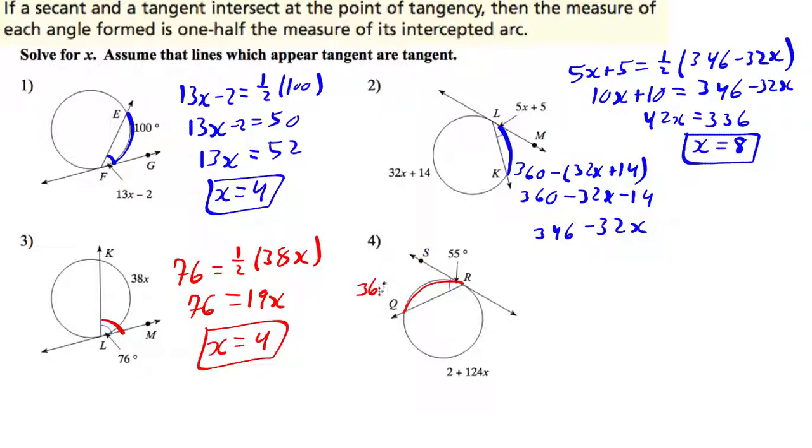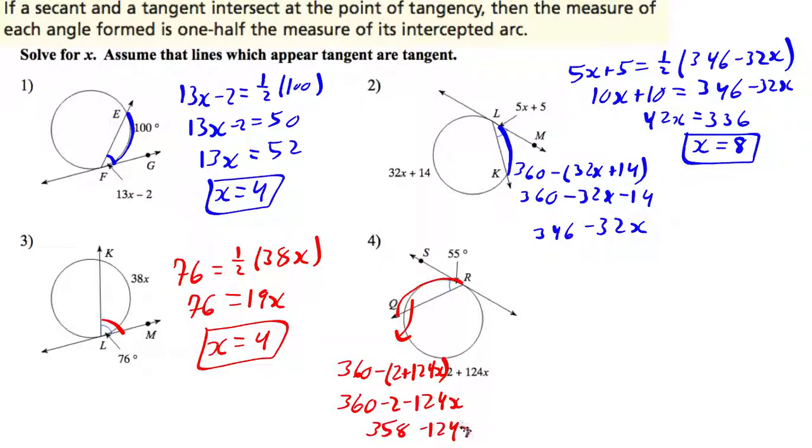So this is 360 minus 2 plus 124x. Let me make that a little bit nicer. So this right here, the intercepted arc is 360 minus 2 plus 124x. So that is going to be 360 minus 2 minus 124x. So we get 358 minus 124x. So that means that 55 is equal to 1/2 of 358 minus 124x.